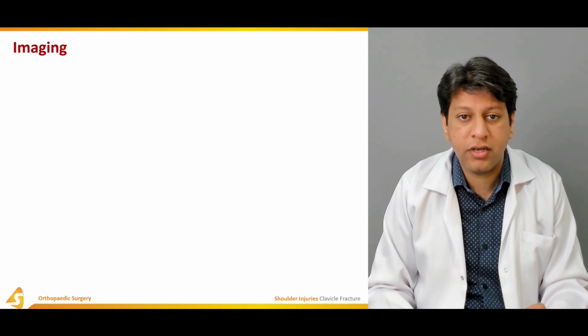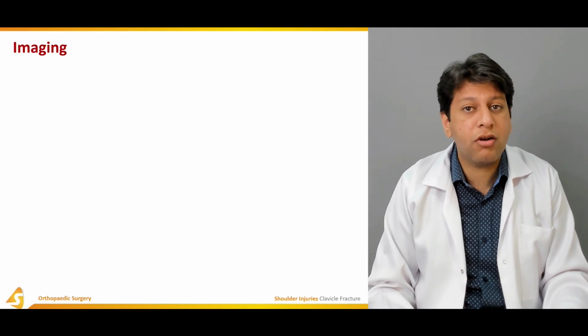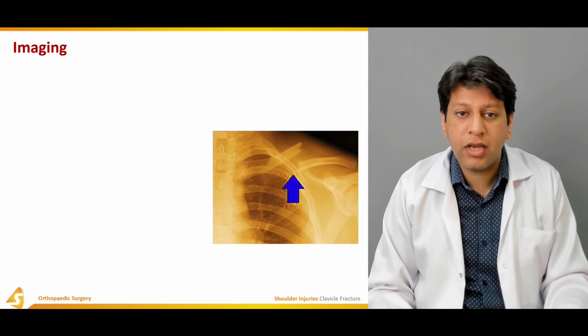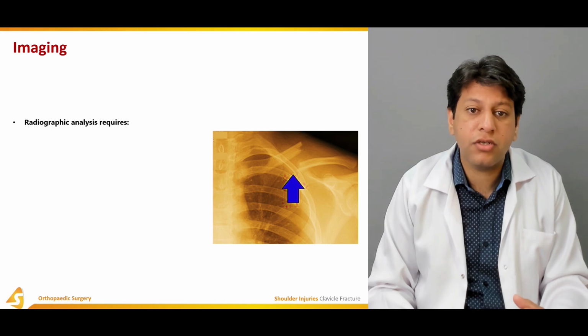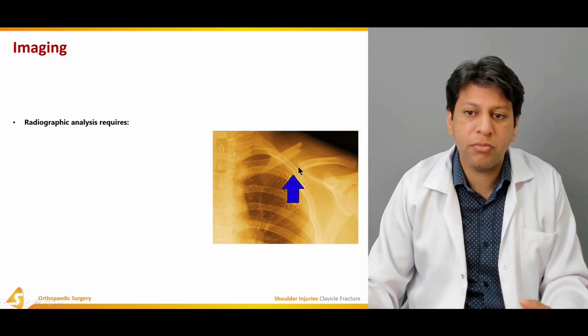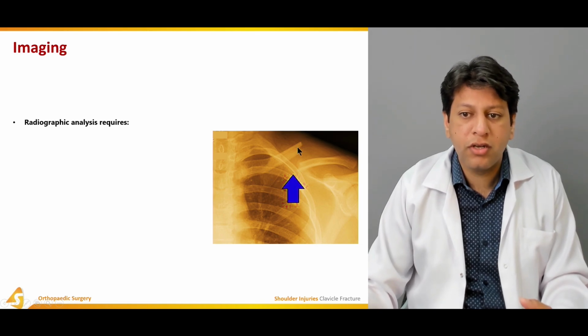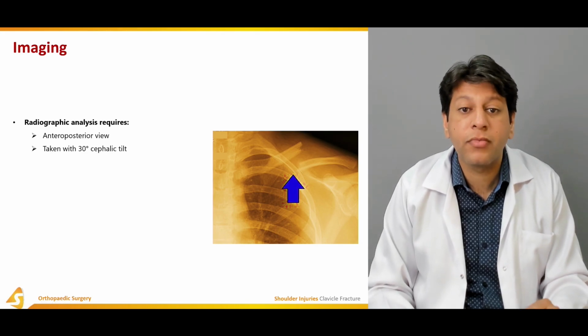Coming to the imaging, first and foremost in orthopedics are always the X-rays. On X-ray, you can get a simple AP view of the shoulder joint along with the chest, and you will see probably this kind of picture. The lateral is going down and medial is going upward, and this is actually a middle 1/3 fracture, which is the most common fracture, 60-70% of the time.